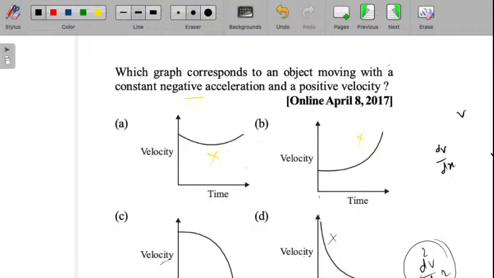Because you can see dv by dx is a, and d square v by dx square, if you compute, that would come out to be minus a by v square, because a is a constant and this is a negative value. Because it's a negative value, the curvature of v versus x is negative, so it's going to be like this.